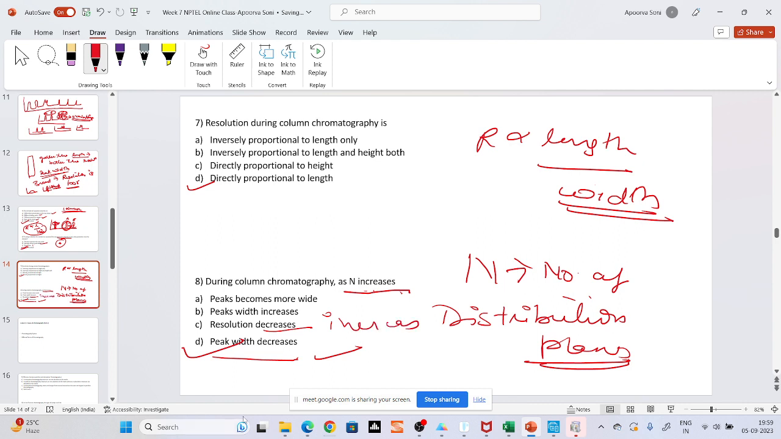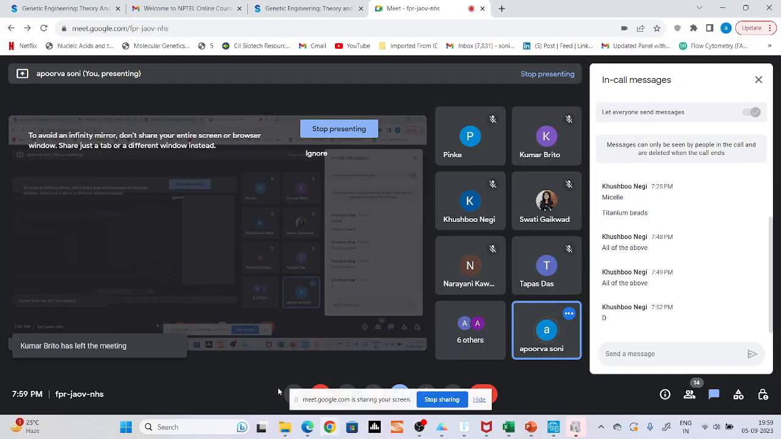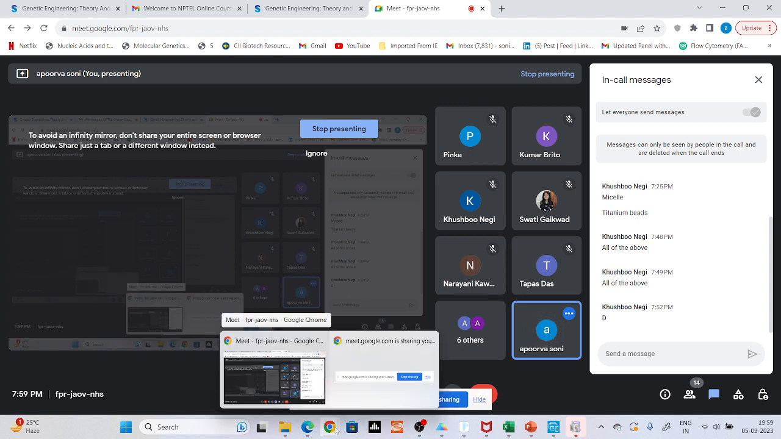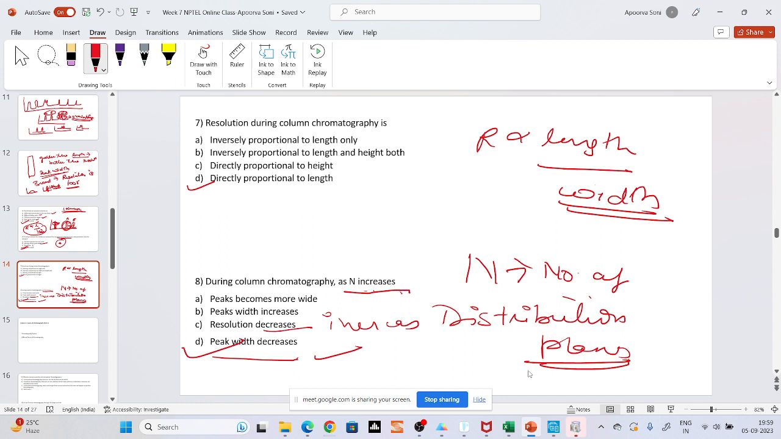Okay, is the concept clear to everybody? That there is a limit up to which you can keep on increasing the length of the column. You cannot keep on increasing the length of the column up to any extent. Therefore you are increasing the surface area of the column within the same length by having many distribution planes. Okay, is this concept clear? Just say yes or no.